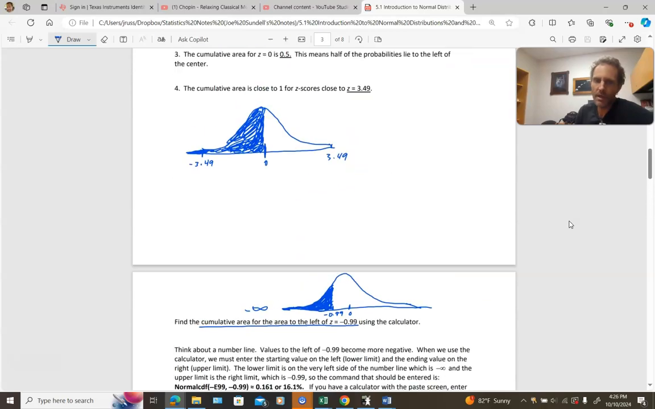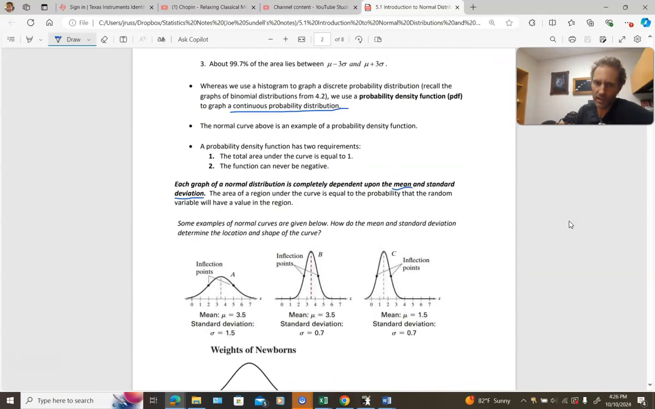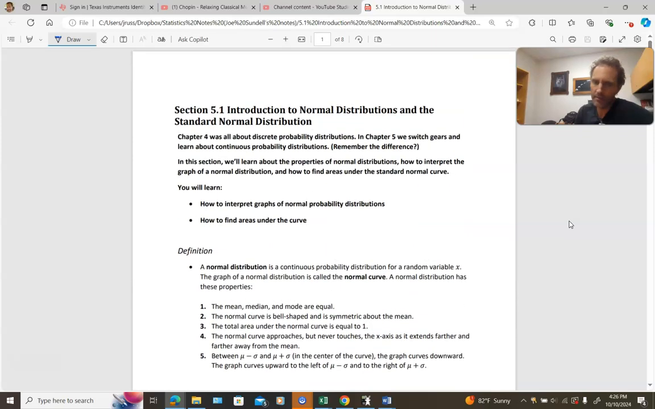Okay, and remember, this normal distribution, guys, is very common in nature. We see it all the time. Typically things that are affected by many different variables tend to be normally distributed. So anyway, I'm going to go ahead and end this one, and I'll see you in section 5.2.